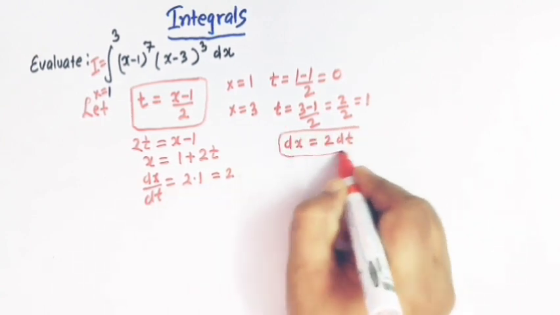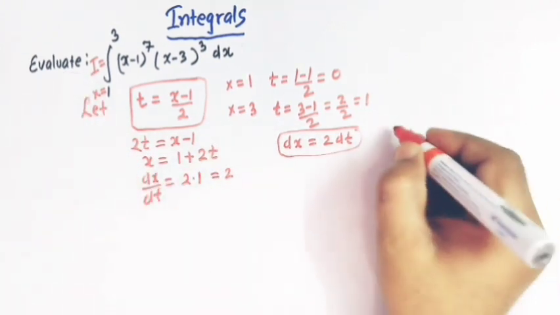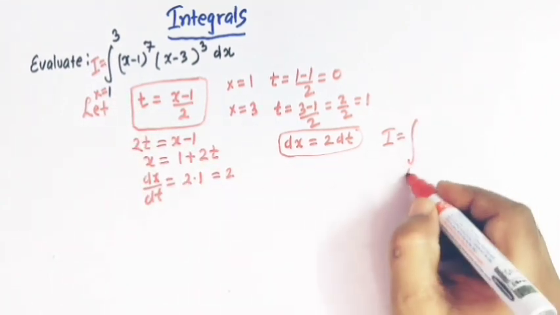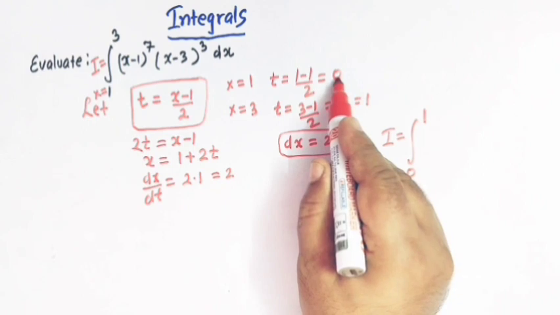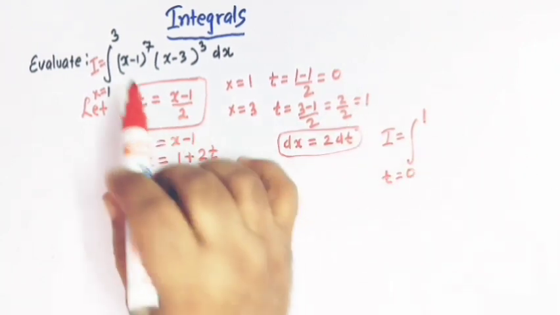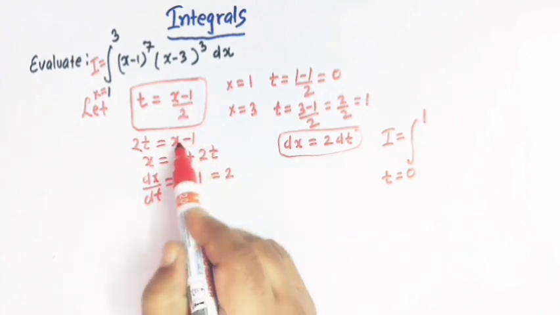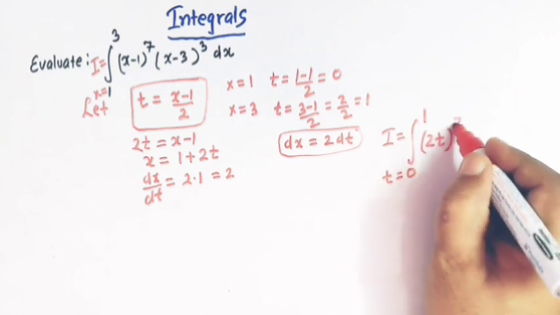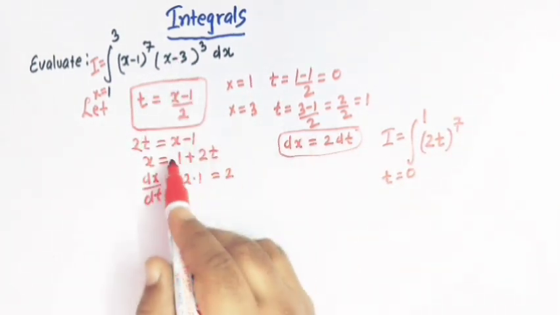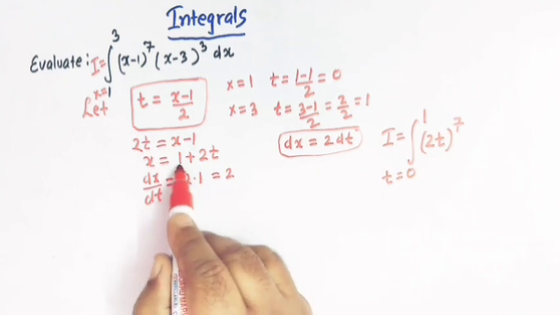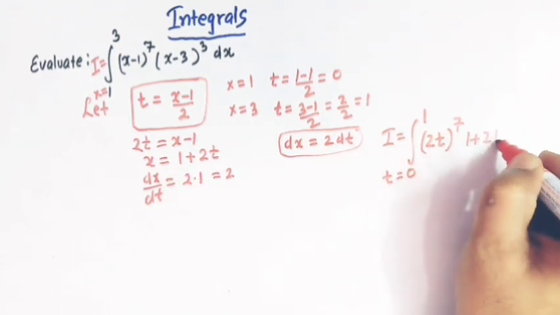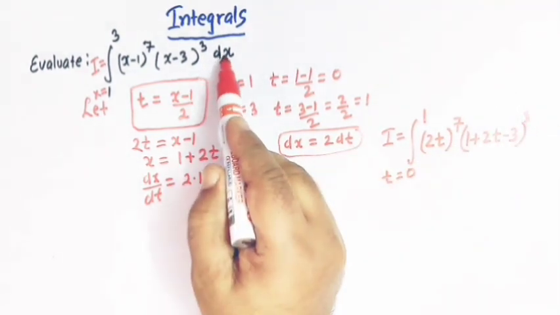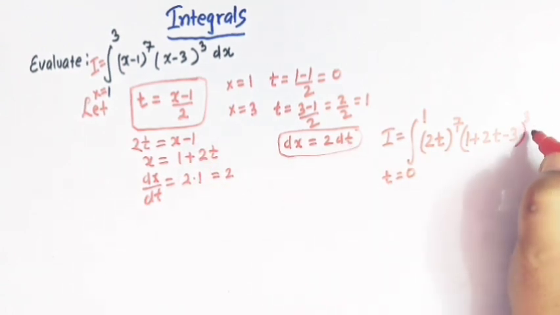Okay, so now we can rewrite this integral I in terms of t, right? So we have the limits from 0 to 1, because here t varies from 0 to 1, and for x minus 1 we can write 2t. So here we have 2t raised to 7, and here we have x minus 3. So x can be taken as 1 plus 2t, and here we have minus 3, raised to 3, and for dx we can write 2 dt.